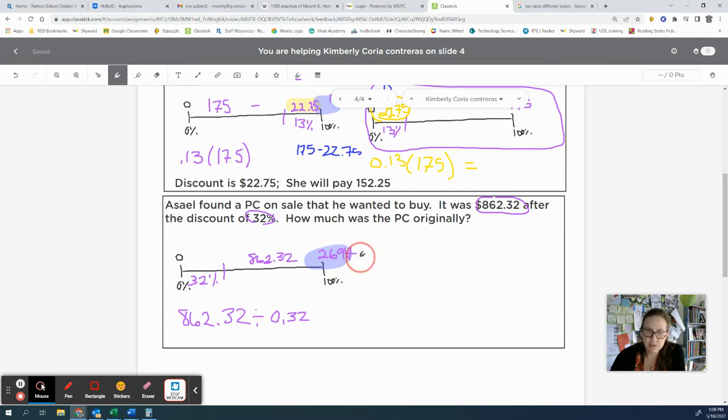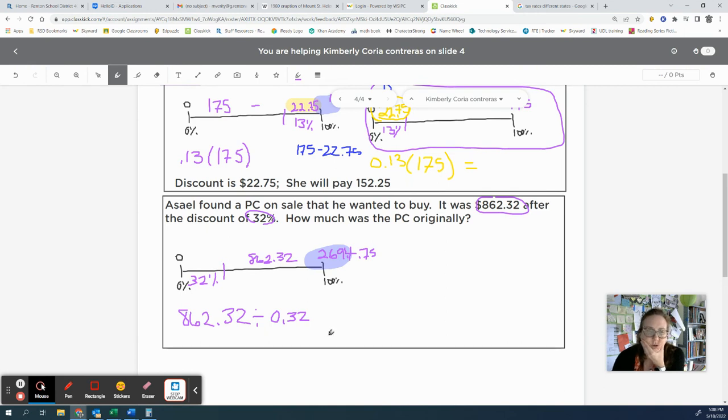I'm going to do it backwards and see if I get that portion. 0.32 times 2694.75 equals 862.32. All right. I'm going to have to trust the math on this one.